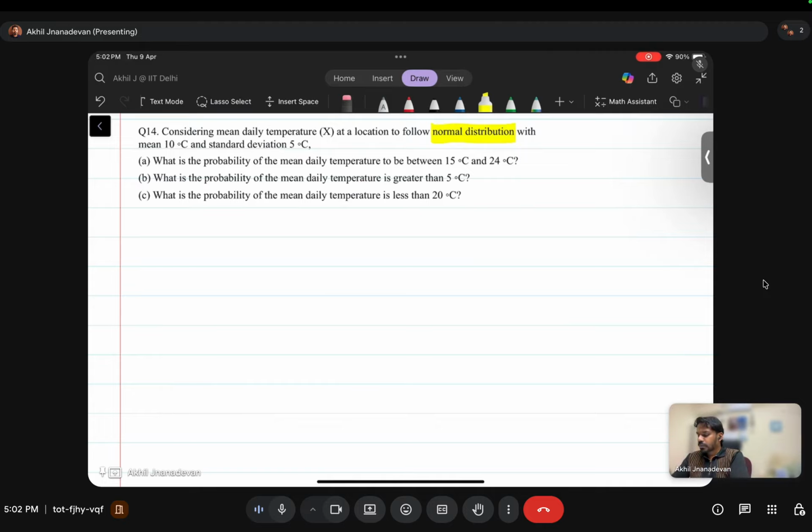So first we need to know what a normal distribution is. Basically we are now going to deal with PDFs, that is, probability density functions that are defined for continuous variables.